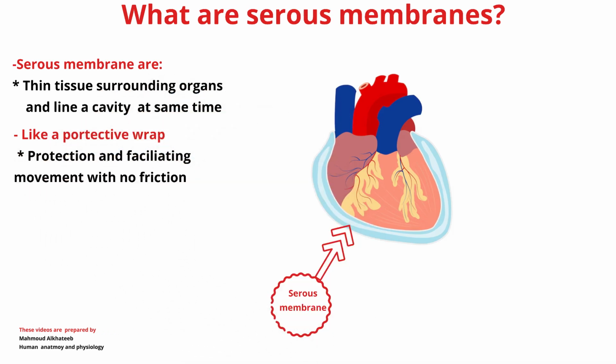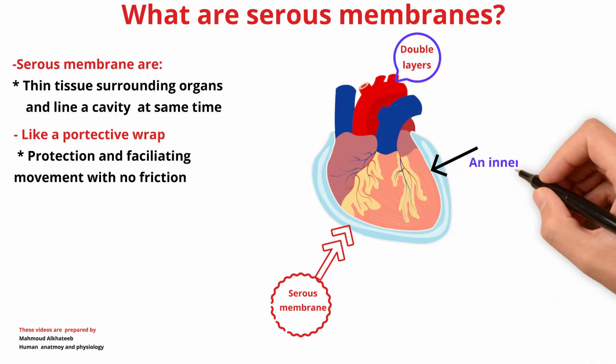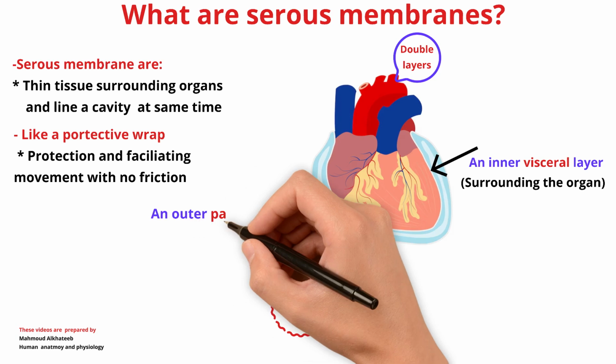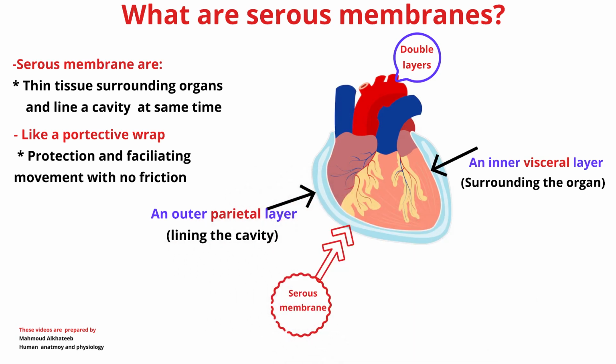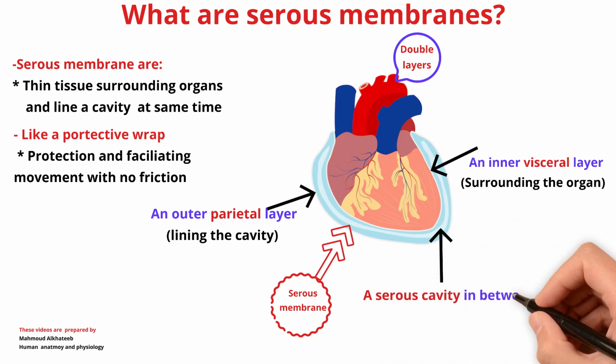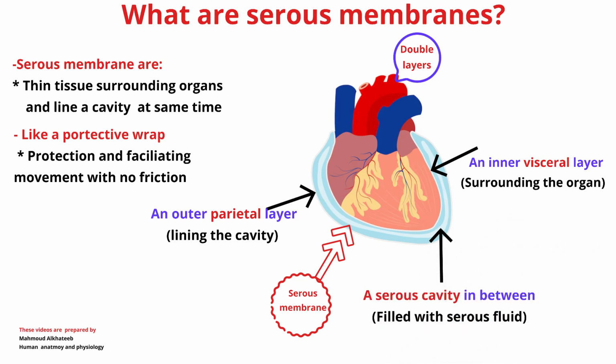Interestingly, what makes these membranes very special is their unique structure. These membranes are composed of two layers: an inner layer that covers the organ, called the visceral layer, and another outer layer that lines the cavity, named the parietal layer. By this structure, these two membranes create a cavity in between, and release a slippery serous fluid to fill this cavity, to act as lubricant and reduce friction as the organ moves.